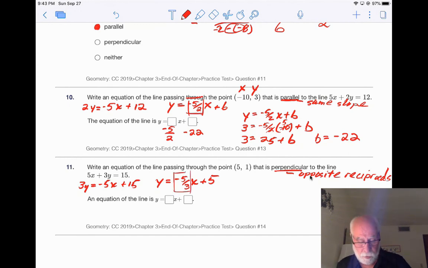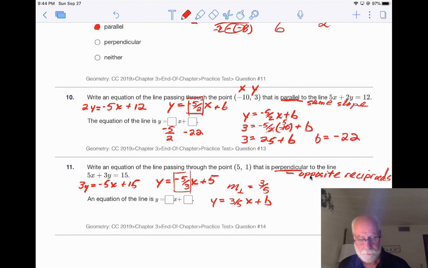So now we want one that is perpendicular. So our slope, and I just always write slope perpendicular. That's just the way I've gotten used to doing it. I'm going to flip it. So it was 5/3, and I'm going to make it 3/5. And then I'm going to take the opposite sign. Well, it had a negative, so it's going to stay a positive.